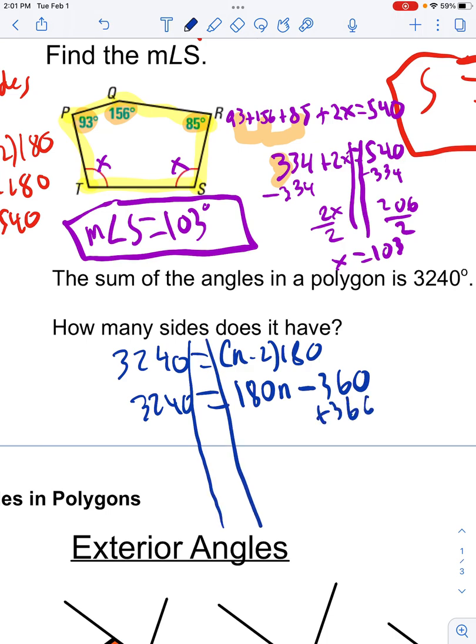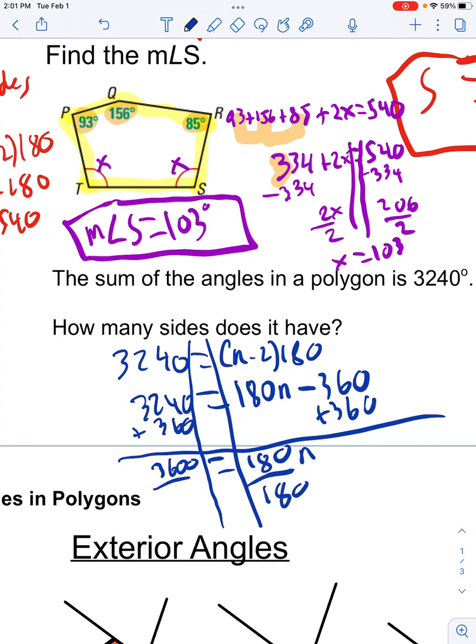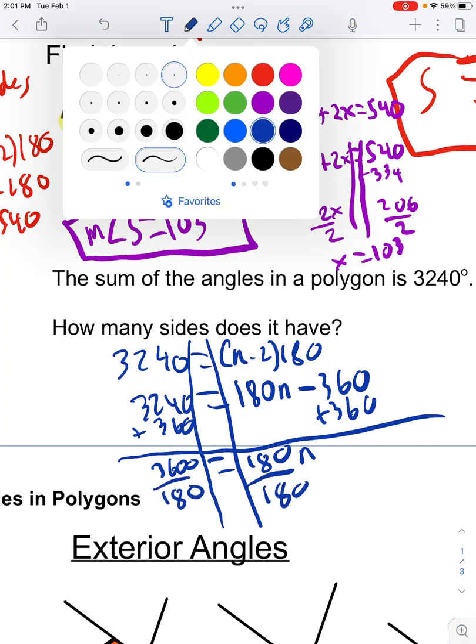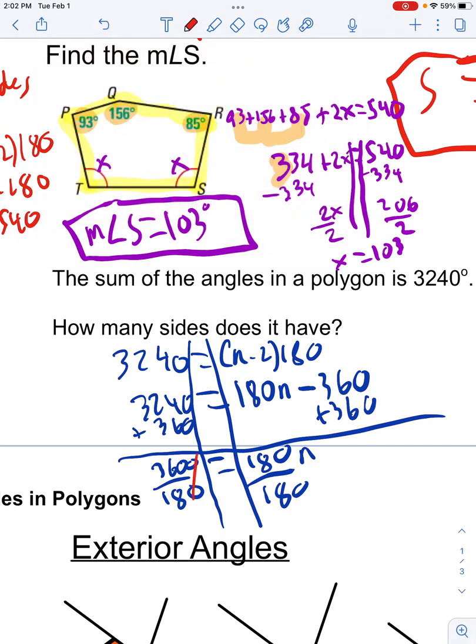I'm going to add 360. So 3,240 plus 360 gives me a nice even 3,600, and that's 180n. If I divide by 180, I can just see that my zeros are going to cancel out. 360 divided by 18 is going to equal 20. So how many sides does it have? 20 sides.